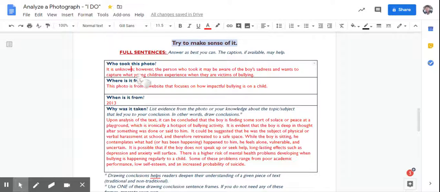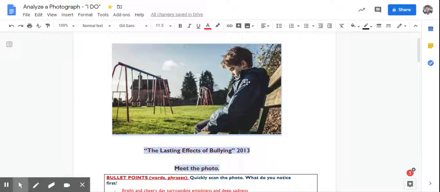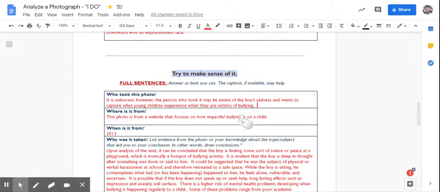So I wrote, it is unknown, however, the person who took it may be aware of the boy's sadness and wants to capture what young children experience when they are victims of bullying. Now, that could be said with a lot of photographs, but there's just something a little chilling about this boy and what he may be going through in his head. Okay? So, when you get to do this on your own, feel free to take it a step further.